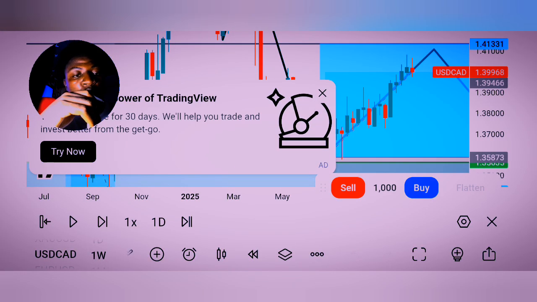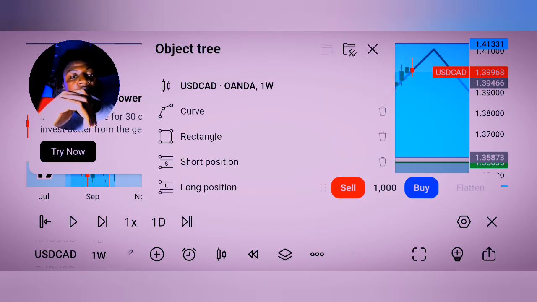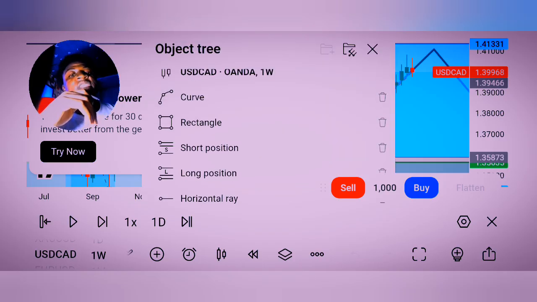From this tool, we are going to head on to the next one, this one in the middle here. It shows the list of all the tools that I've been able to use. That one is like a stacked-up box.